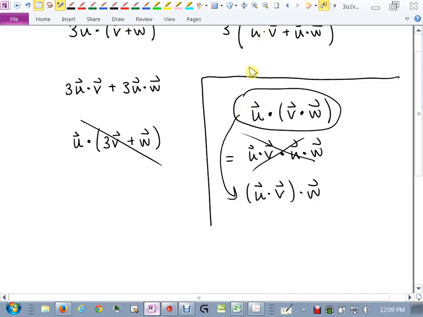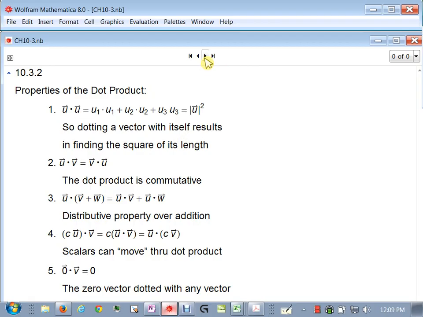It's not a bonus because it's hard. It's just a bonus because it's something that we don't have to do. All right? All right, now moving along.